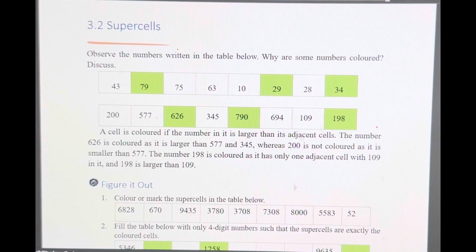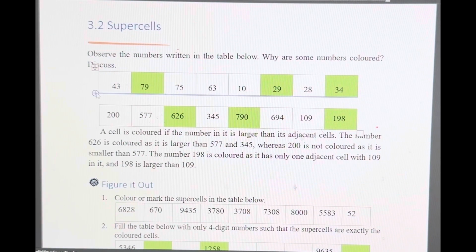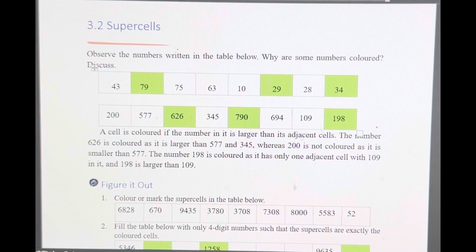Here, observe this table. Some numbers are not colored and some numbers are colored. Why is it so? If you observe 79 and see its adjacent numbers, 43 and 75, 79 is greater than both 43 and 75, meaning it is larger than the adjacent cells. 29 is colored because it is larger than 10 and 28.